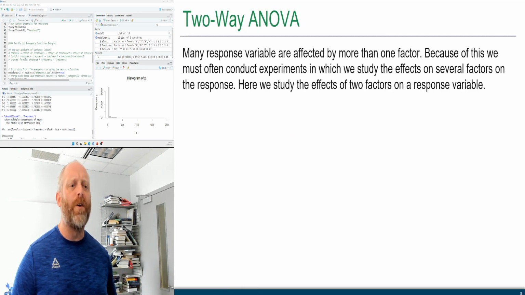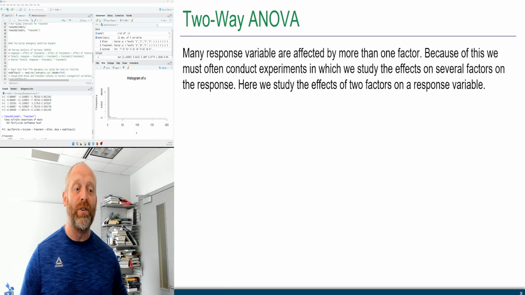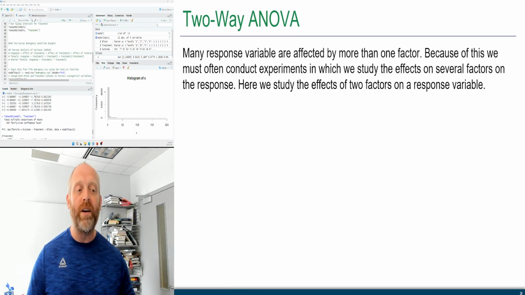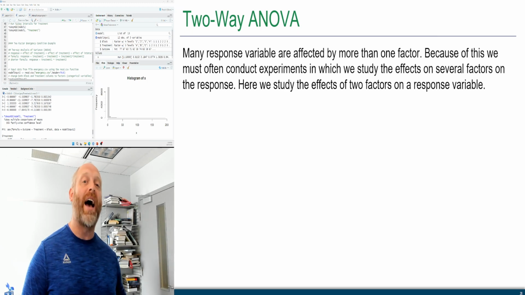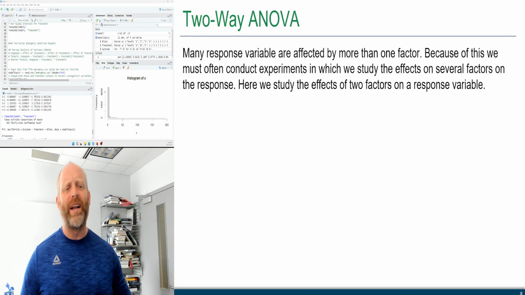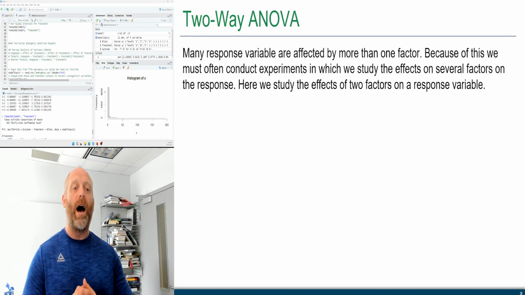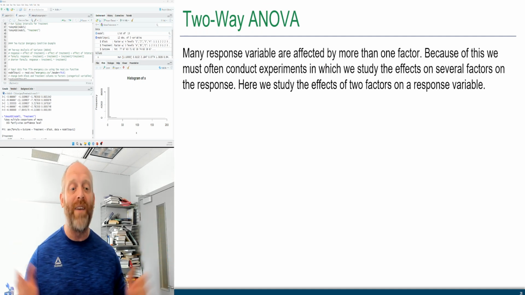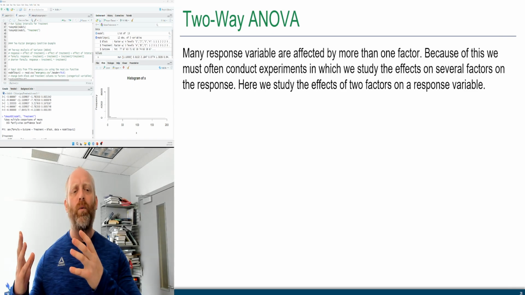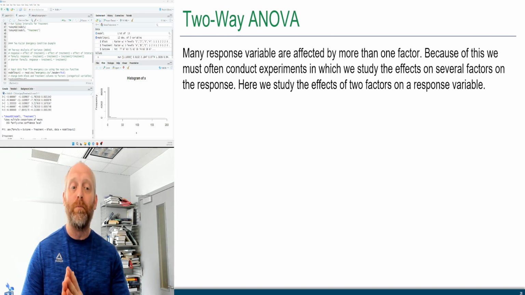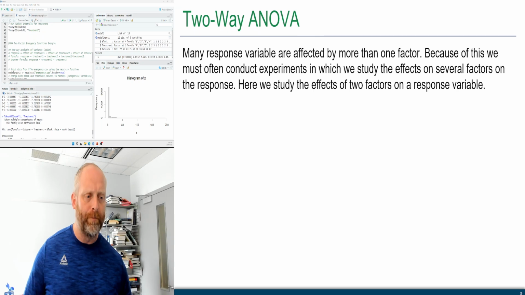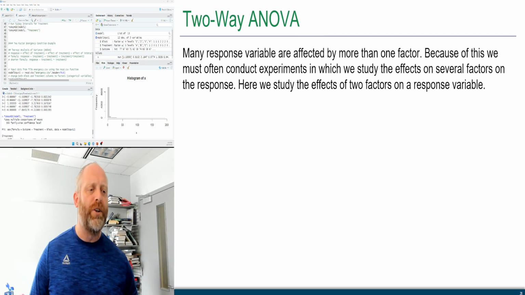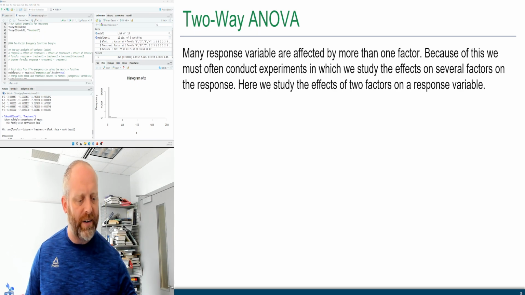For a two-way ANOVA, many response variables are affected by more than one factor. Because of this, we must often conduct experiments in which we study the effects of several factors on the response. This could be extended to multiple factors, n different factors. As long as we understand what's happening with two factors, we'll be able to build upon that. So our focus is going to be on two factors here. We study the effects of two factors on a response variable.